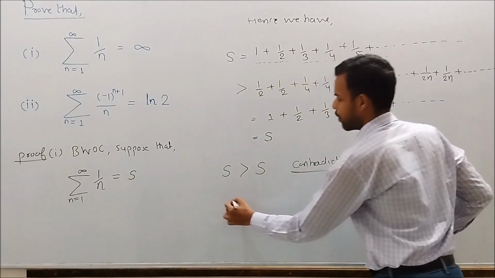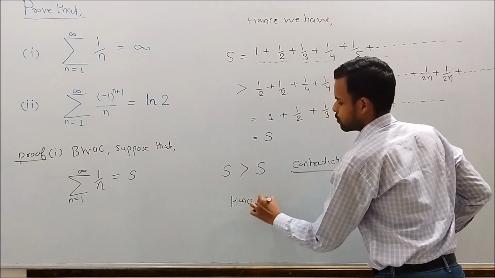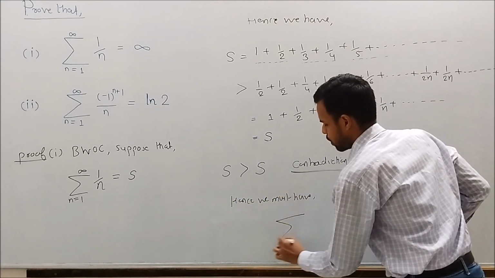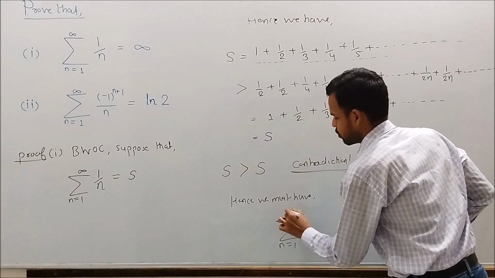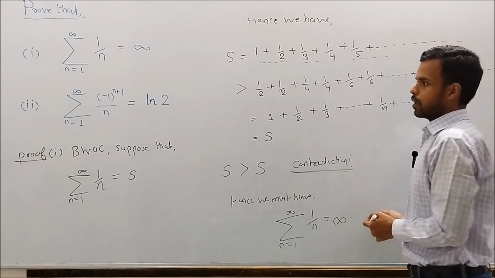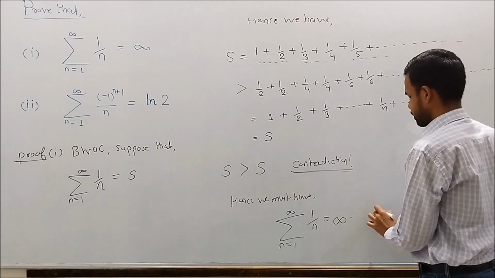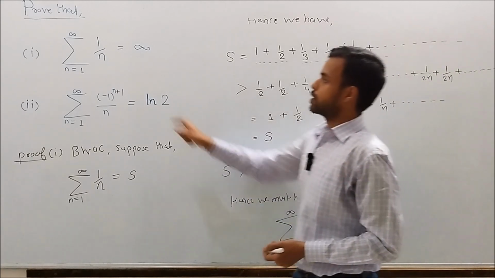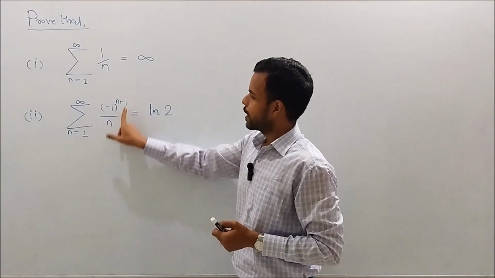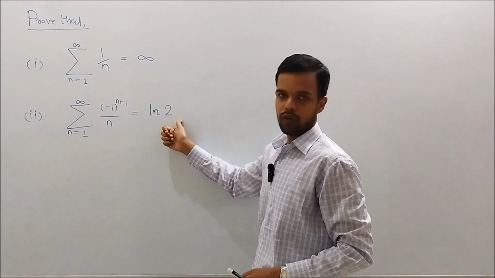Hence, we must have that the harmonic series diverges to plus infinity. So this proves the first part. Now let's prove the second one, that is, the sum of the alternating harmonic series is natural log of 2.